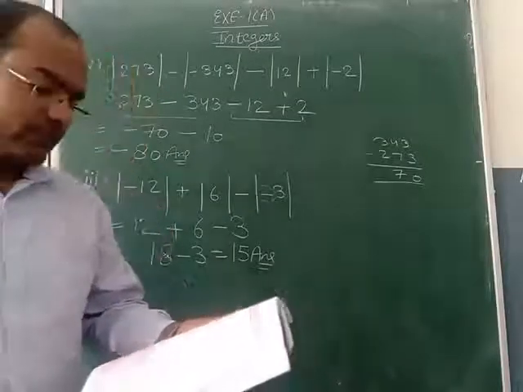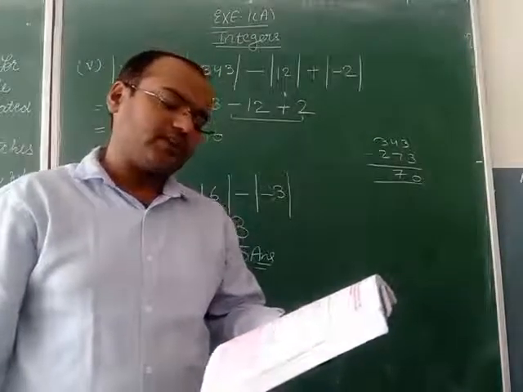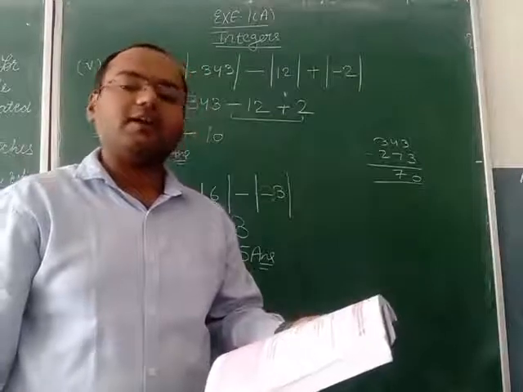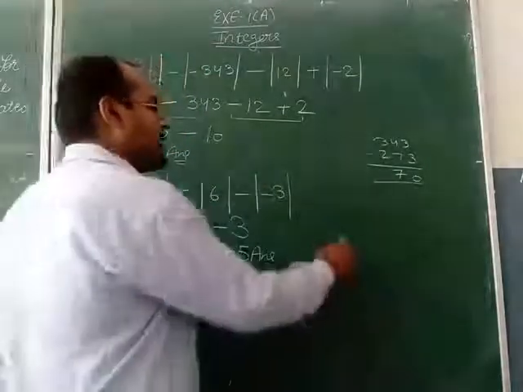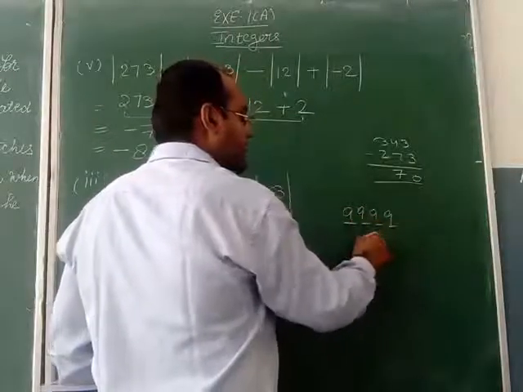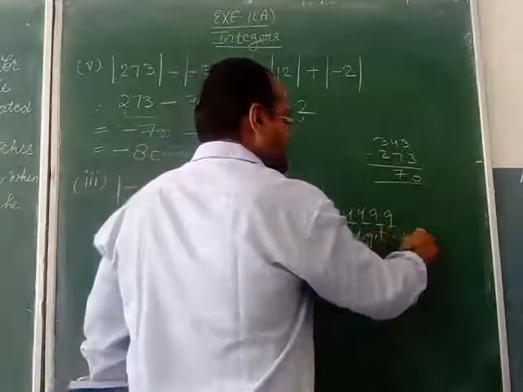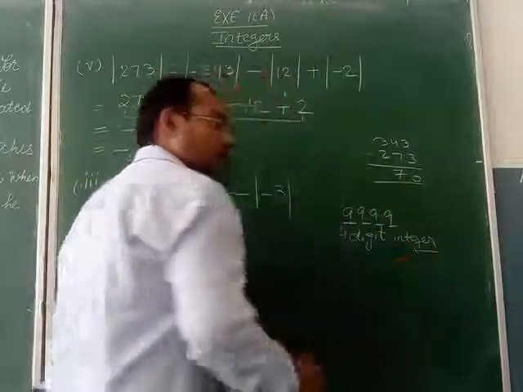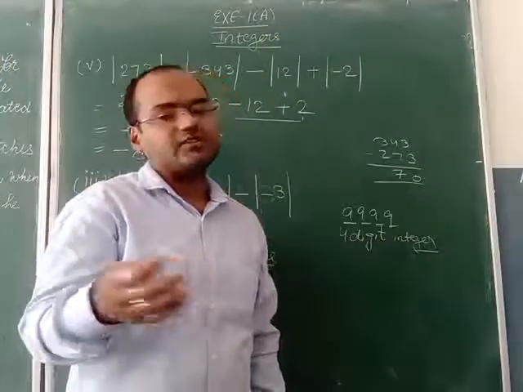Now question number 5, true or false we have to tell. First part, the largest integer is 9999. This is false. Why is this false? Because 9999 is a 4-digit integer. In the question it is not written largest 4-digit integer. It is written largest integer.